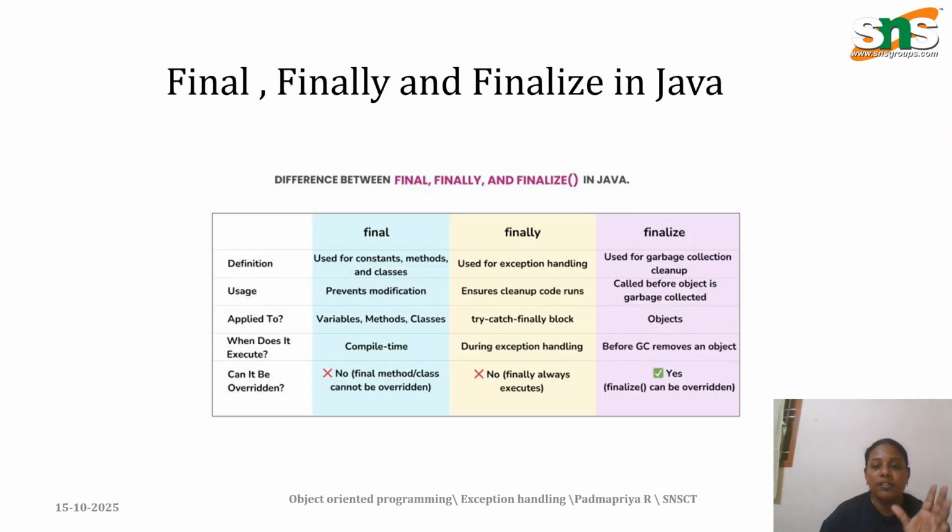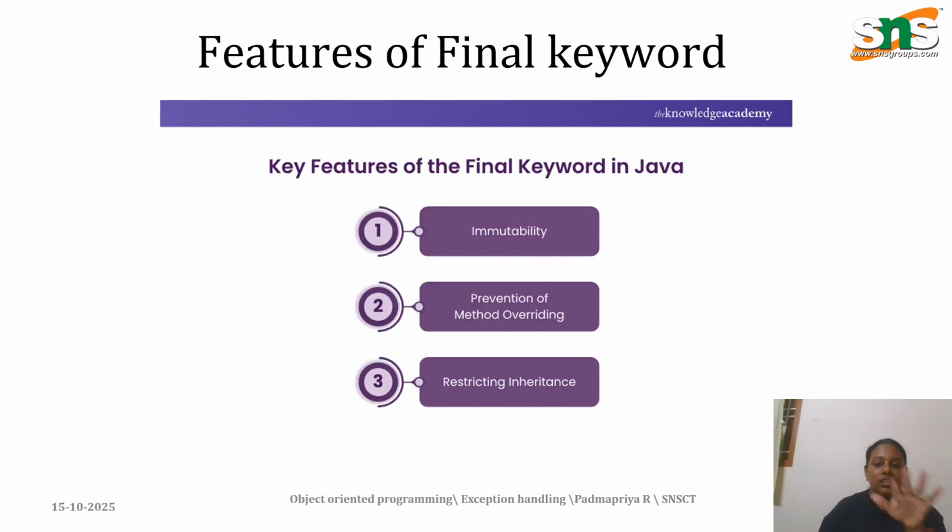This is the difference between final, finally, and finalize. Final is used for constants, methods, and classes. Finally is used for exception handling, which we already saw. And finalize is used for garbage collection, that means cleaning up the memory space. The key features of the final keyword in Java are immutability, prevention of method overriding, and restricting inheritance. For those reasons, we are using the final keyword.